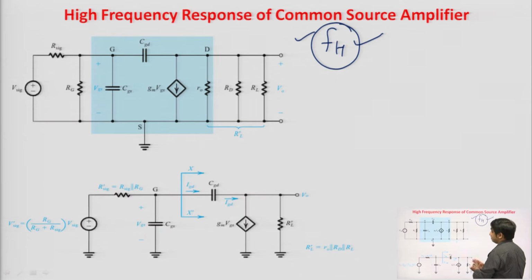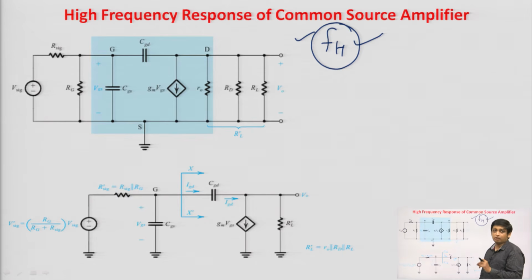So, obviously, if we are going for high frequency response, it means that we are considering the coupling capacitors and bypass capacitors as acting as a perfect short circuit. We have not included those capacitors because they are not effective. Those external capacitors, coupling capacitors and bypass capacitors, act as a perfect short circuit at high frequency, fine. So, there is no coupling capacitor or bypass capacitor in the high frequency model.